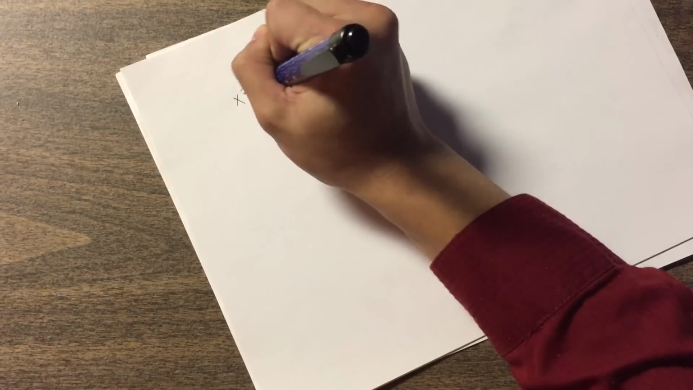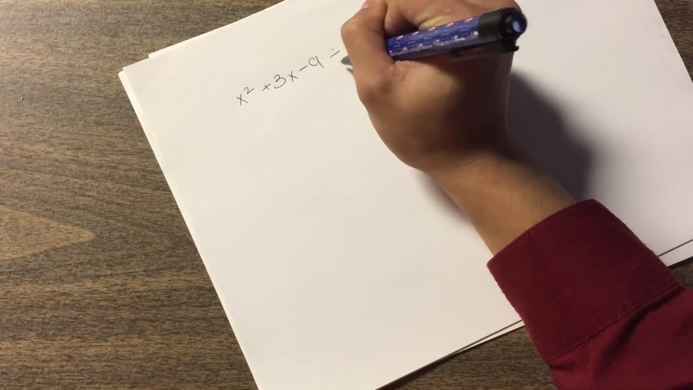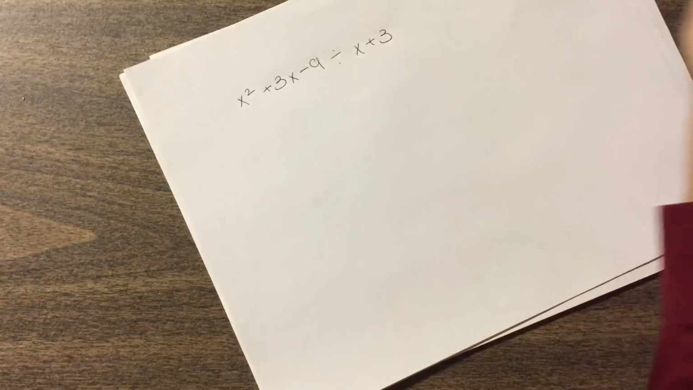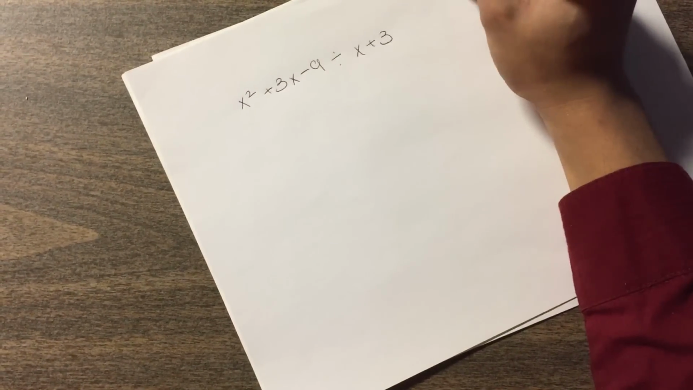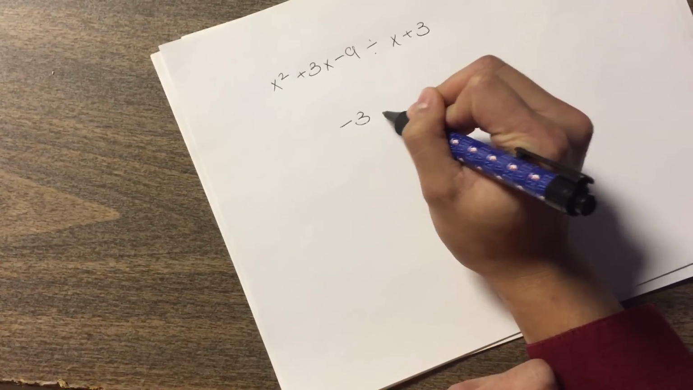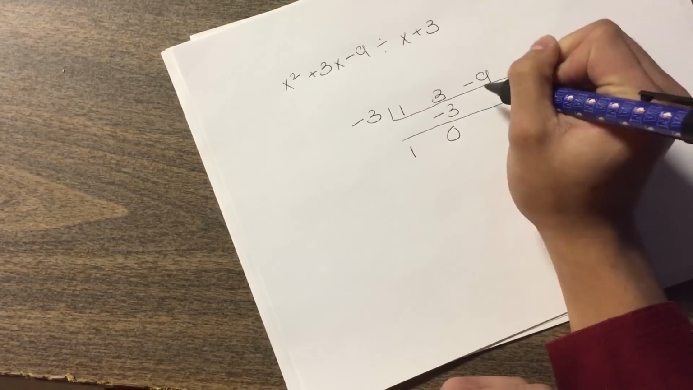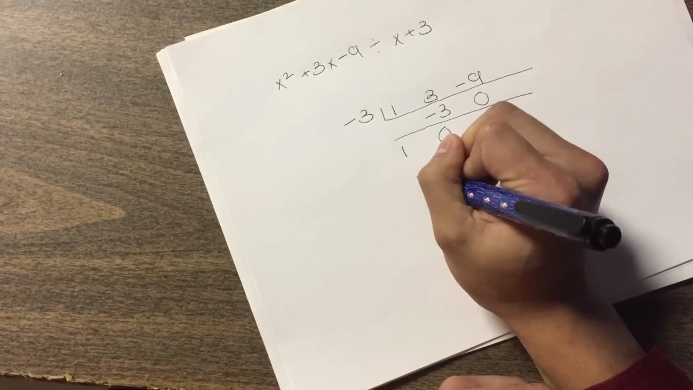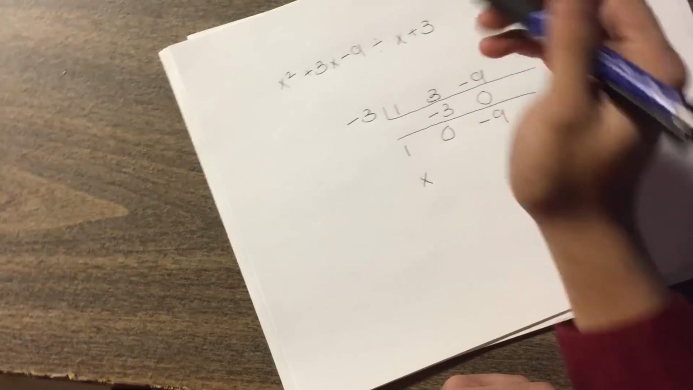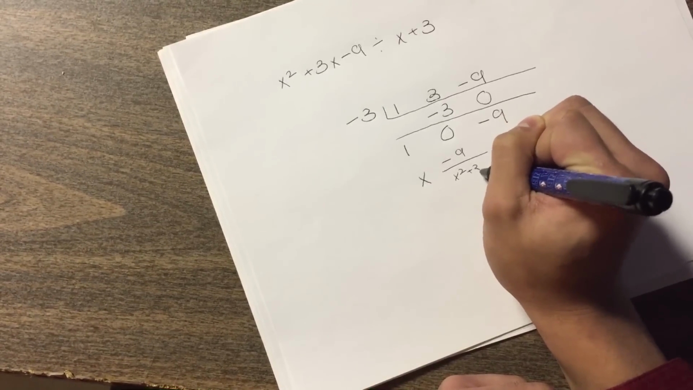on your calculator. So I'm just gonna make up a problem. Let's say x squared plus 3x minus 9 divided by x plus 3. So obviously for synthetic division, you solve for x, this x right here. So x equals -3. So you set up -3, and then you put this bracket or whatever you call it. X, 1x, so that divided by that would equal 1x minus 9 over x squared plus 3x minus 9.